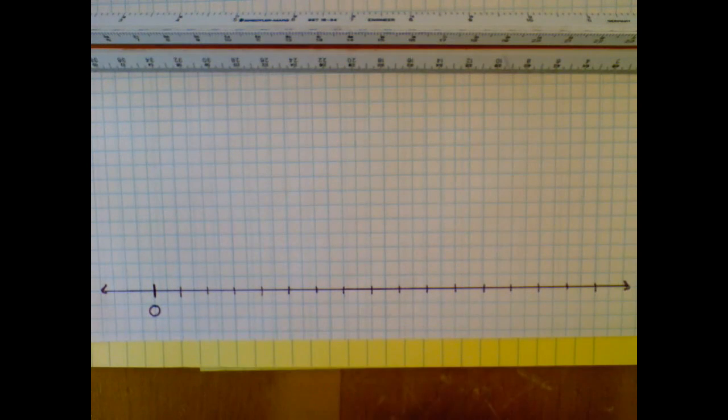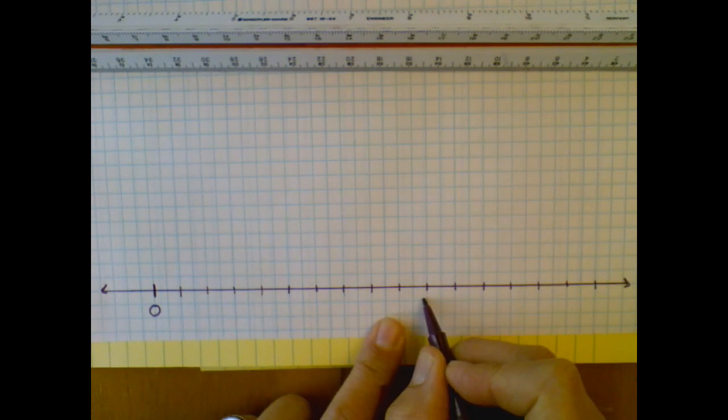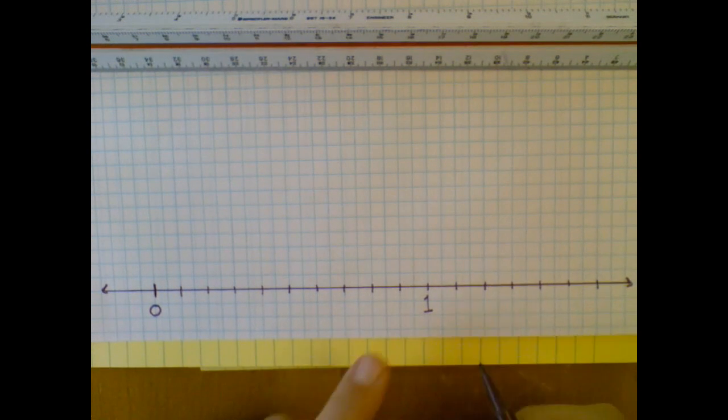What I'm going to do now is count 10 of these marks. 1, 2, 3, 4, 5, 6, 7, 8, 9, 10. I'm going to mark that 1. So I have 0 to 1.